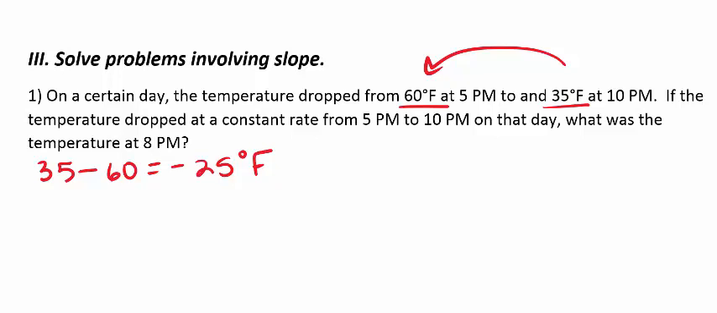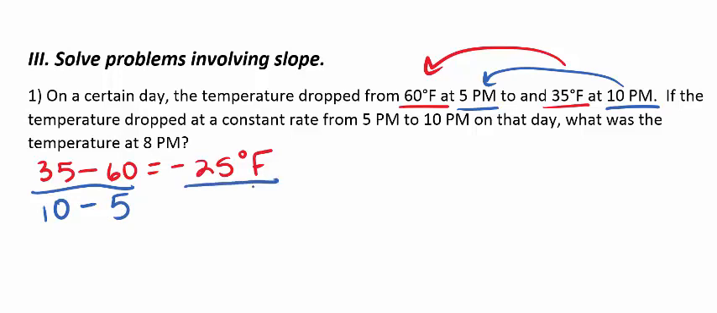Now I'm going to take the time and see how many hours have gone by. So if I were to go from 5 p.m. to 10 p.m. and the difference between the two, 10 p.m. minus 5 p.m., I can see that 5 hours have gone by. If I simplify this fraction, -25 divided by 5 is going to be -5 degrees Fahrenheit, and it changed or dropped 5 degrees every hour.